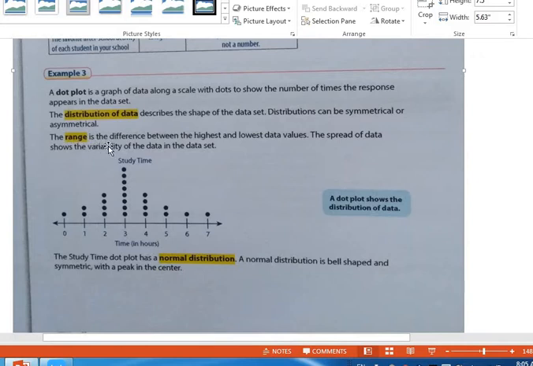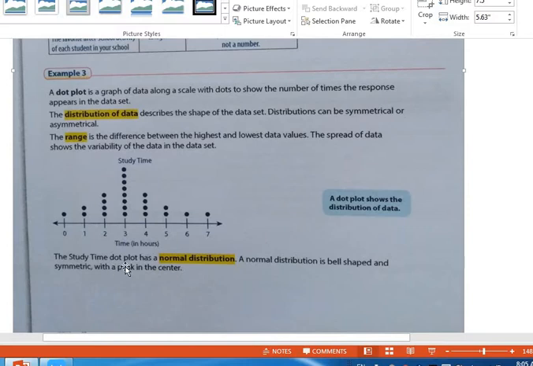The range is the difference between the highest and the lowest data values. The spread of data shows the variability of the data in the data set. A dot plot shows the distribution of data.